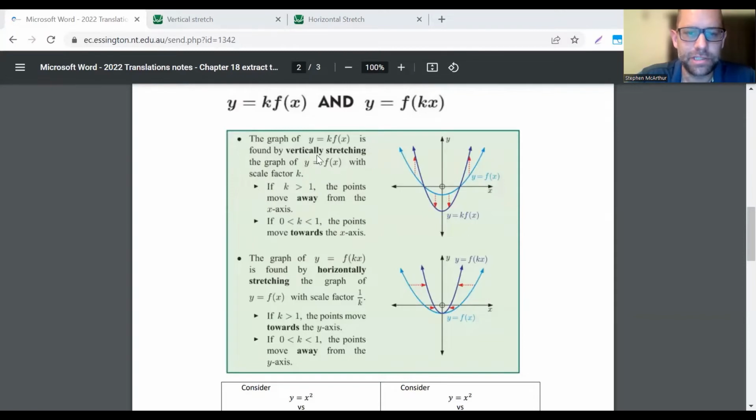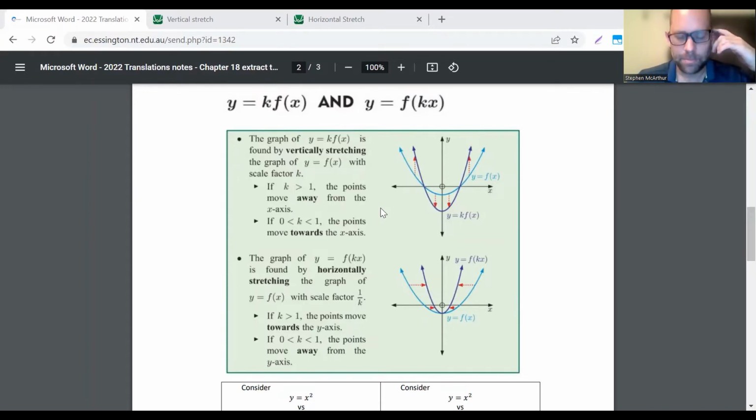So vertical stretching is the thing. We've got a rule. You should be getting used to how to do this now. But it says if k is greater than 1, the points move away from the x-axis. If you have a little look at that picture there, that should make it clear to you what that's trying to show. And if k is between 0 and 1, so like a half or a third or something like that, they move towards the x-axis.